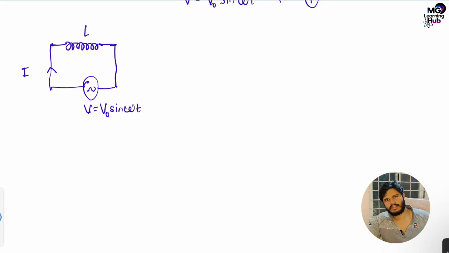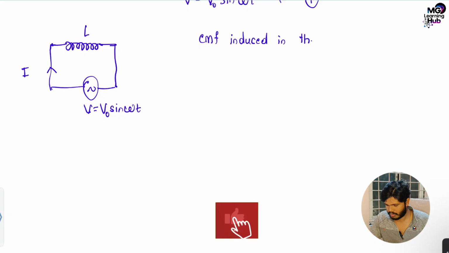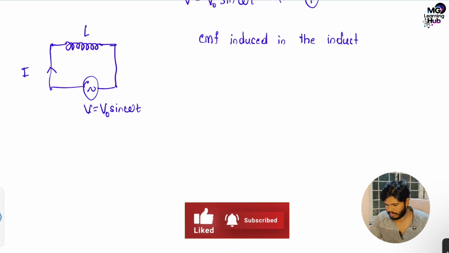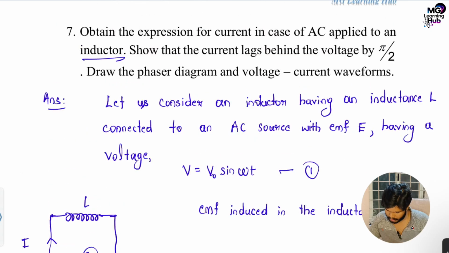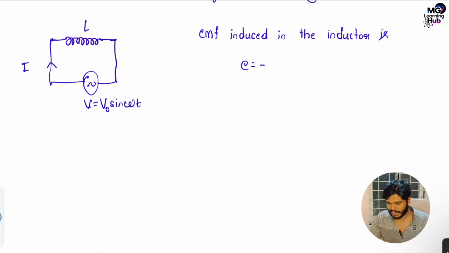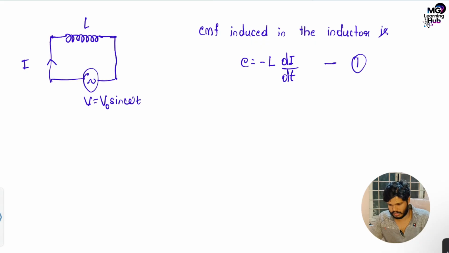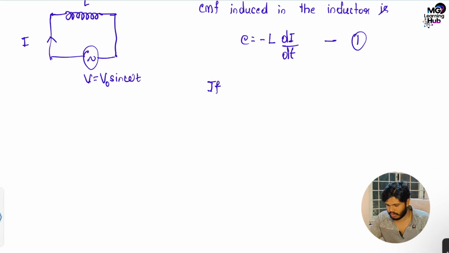Now, since there is an inductor, there will be an induced EMF, so let us write that. The EMF induced in the inductor is equal to, the actual expression, minus L di by dt. Let us call this equation number 2. This is the actual expression, but we consider only the magnitude, and in magnitude the negative sign does not appear. Done. EMF is this.